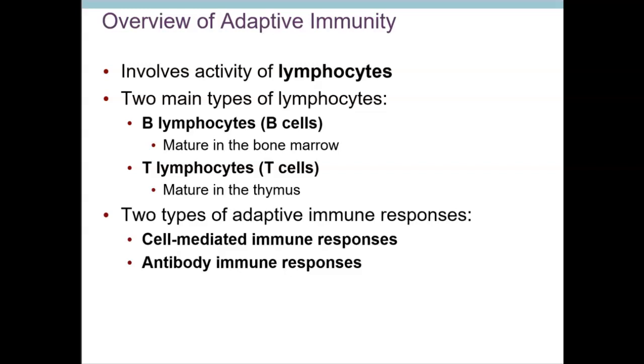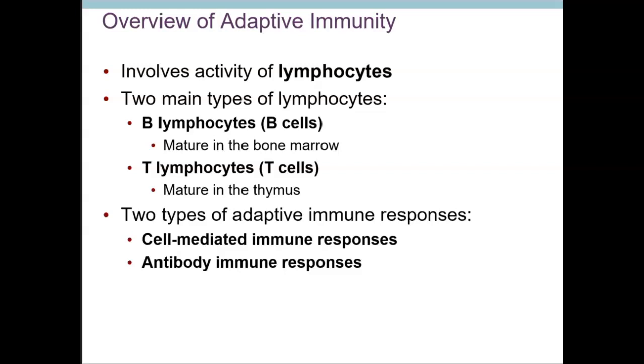Some of them are what's called B lymphocytes. These are B cells. They mature inside the bone marrow, and that's why they got the B for the bone marrow. The T lymphocytes mature in the thymus in children and elsewhere in adults, but that's where they got their T cells. So there's 2 types of adaptive immune responses.